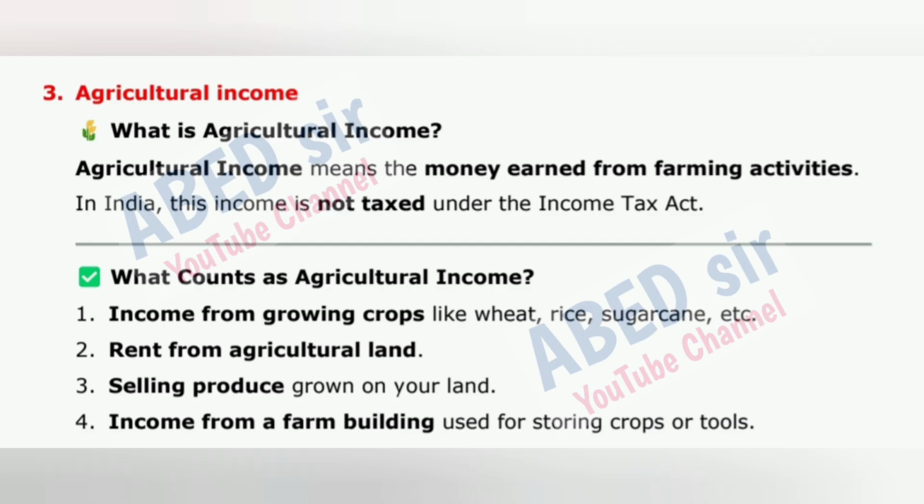1. Income from growing crops like wheat, rice, sugarcane, etc. 2. Rent from agricultural land. 3. Selling produce grown on your land. 4. Income from a farm building used for storing crops or tools.